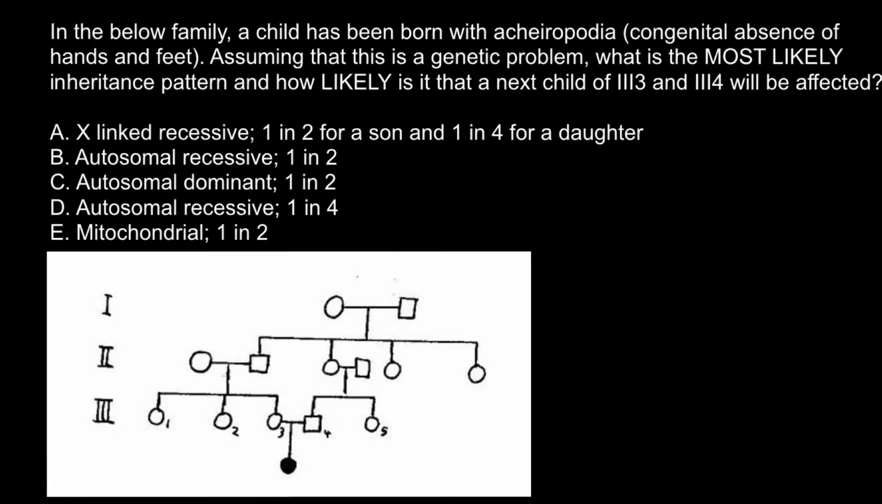Hello and welcome to Nikolai's Genetics Lessons, and today's problem is: in the below family, a child has been born with acheropodia, congenital absence of hands and feet. Assuming that this is a genetic problem, what is the most likely inheritance pattern, and how likely is that the next child of 3, 3 and 3, 4 will be affected? So, generation 3, 3 and 4, two people here who are parents of this affected child.